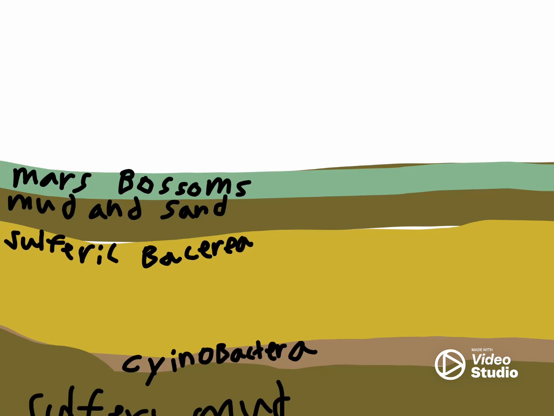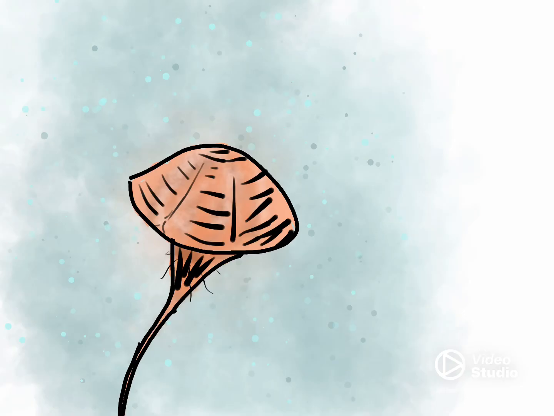But then, the Mars blossom, a blossom species suggested to me by Mason, my friend, evolved to eat sulfur instead of oxygen to digest their food.